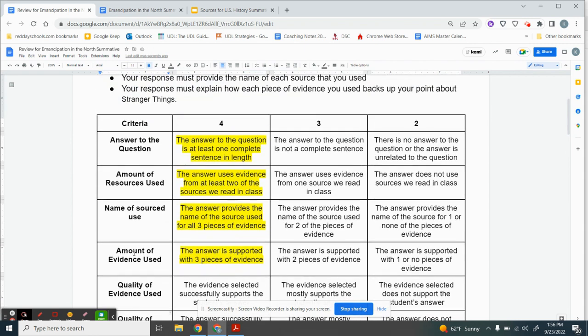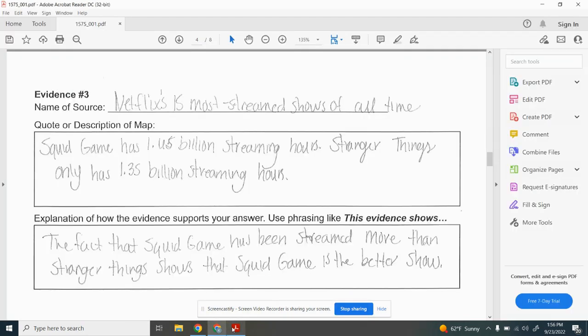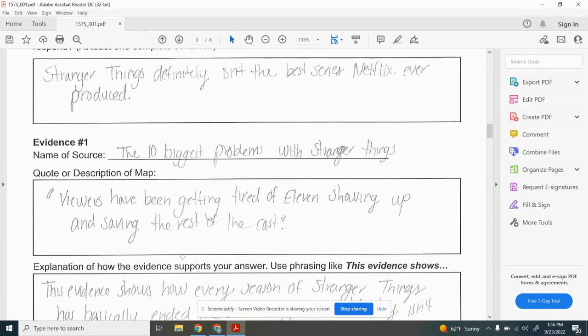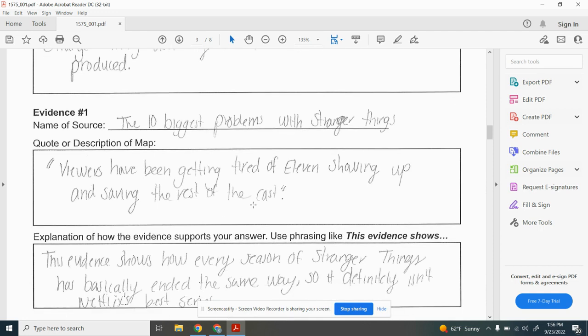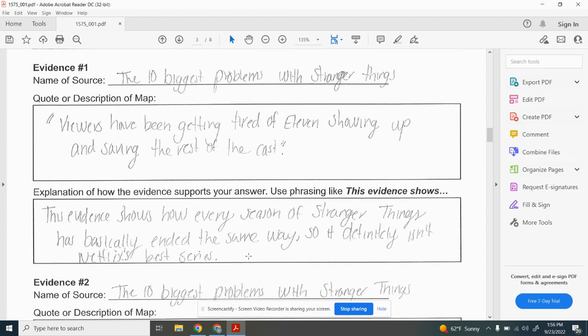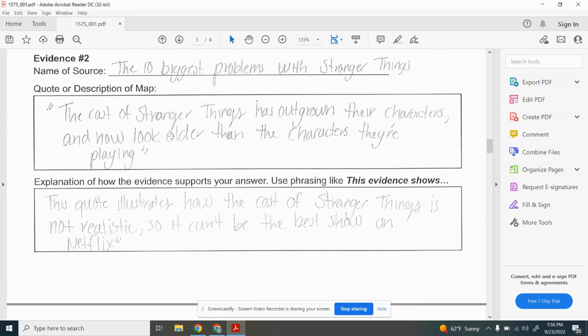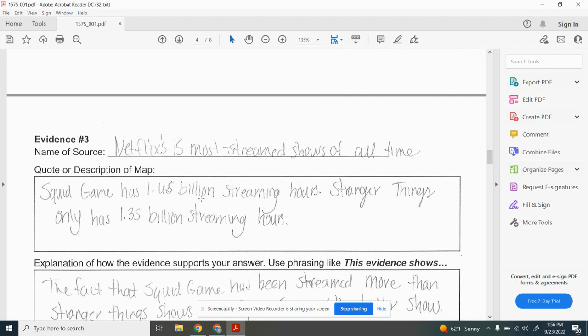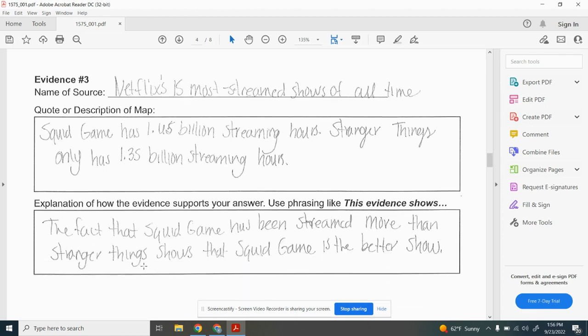Do the evidences and the explanations both support their idea that Stranger Things isn't the best series Netflix ever produced? We have viewers have been getting tired of Eleven showing up and saving the lives of the rest of the cast. This evidence shows how every season of Stranger Things has basically ended the same way, so it definitely isn't Netflix's best series. We have the cast of Stranger Things has outgrown their characters and now look older than the characters they're playing. This quote illustrates how the cast of Stranger Things is not realistic, so it can't be the best show on Netflix. And lastly, we have Squid Game has 1.65 billion streaming hours. Stranger Things only has 1.35 billion streaming hours. The fact that Squid Game has been streamed more than Stranger Things shows that Squid Game is the better show.